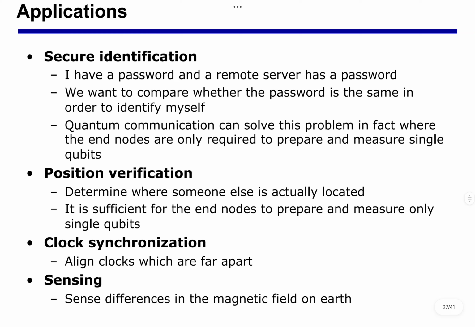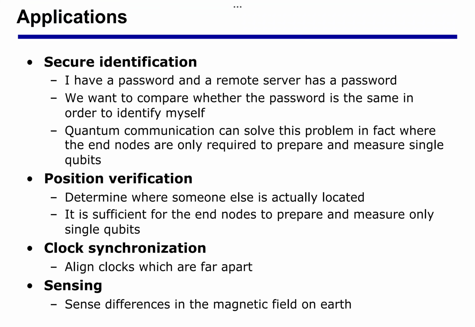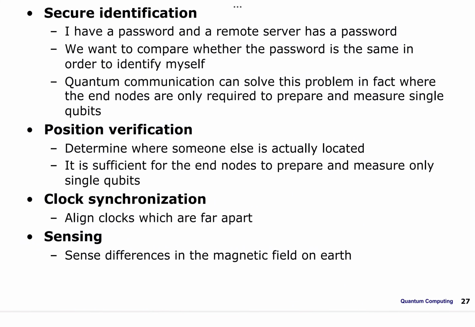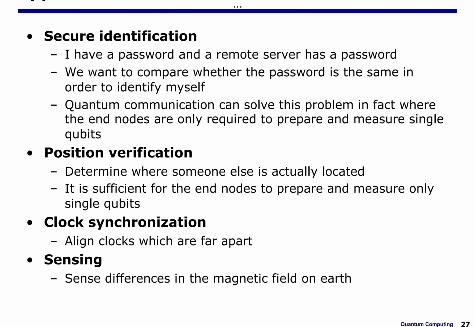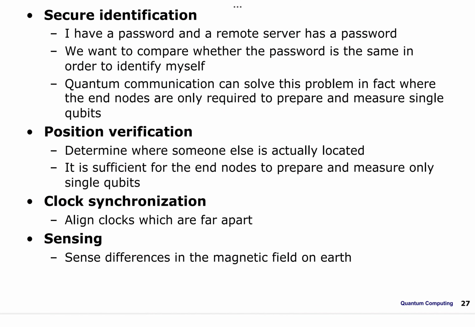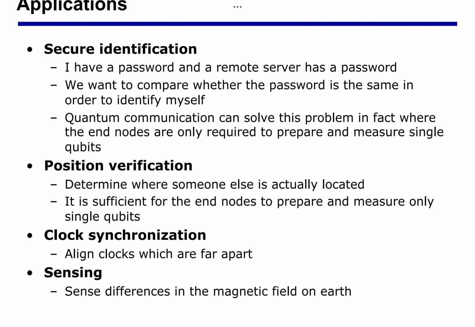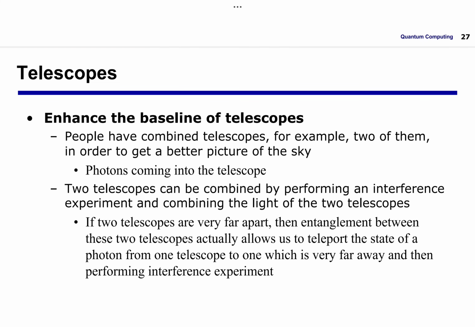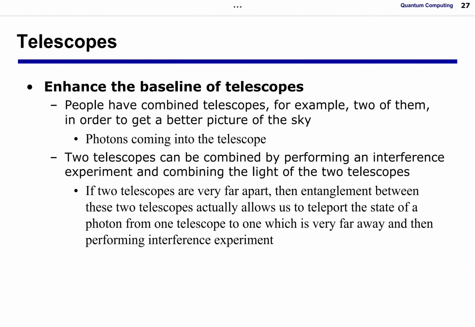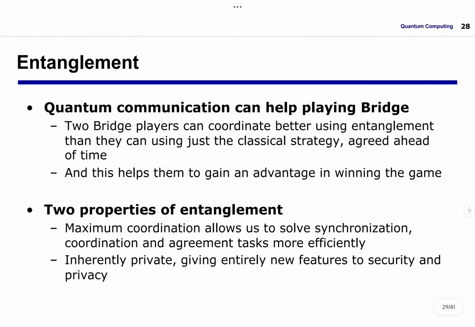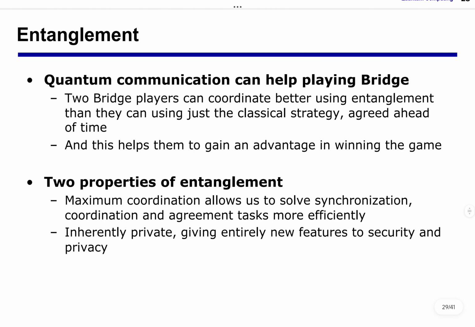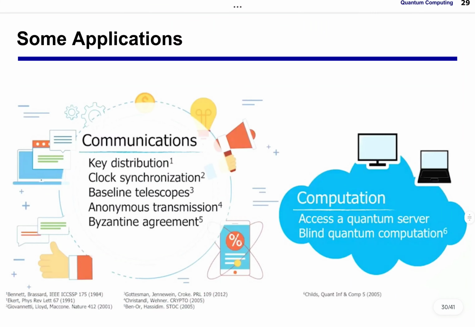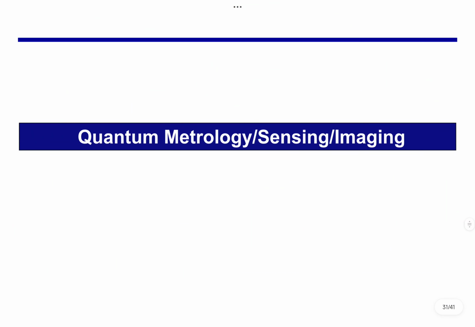Applications: identification, clock synchronization, and this is the main line. Clocks and sensing, position verification, identification, and telescopes means that photons, oh yeah, combined... combine interaction, combined light and so on, some applications, communications, computations.